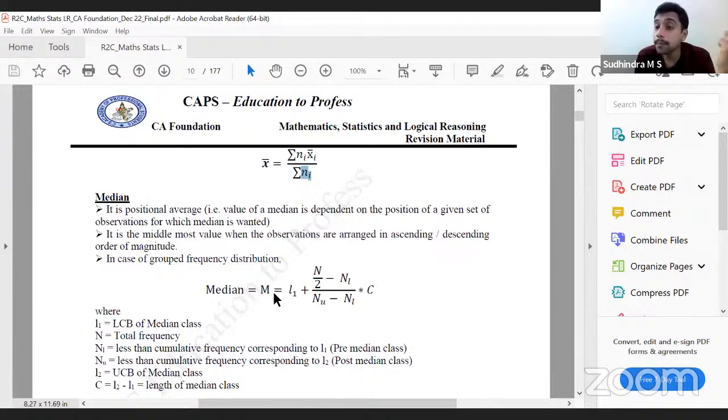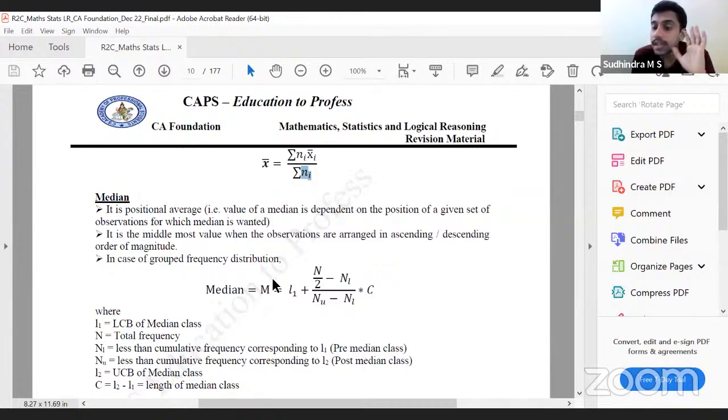Next one, we have median. Median is a positional average. Why? It is not a derived figure. It is a position in the given observation. It's the middlemost value, right? It's the middlemost value when the observations are arranged in ascending or descending order. So in case of ungrouped data, how do we calculate median? Simple. We have to just arrange them in ascending or descending order, identify the middlemost value. If we have even number of observations, then we'll have 2 middle values, take the average.